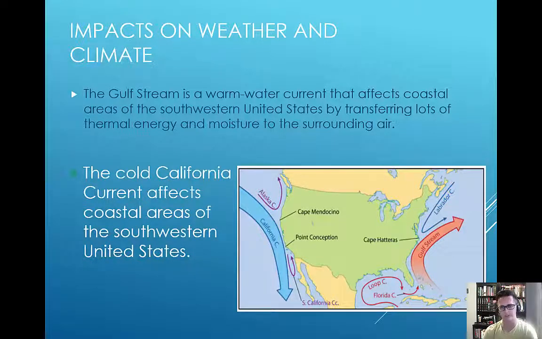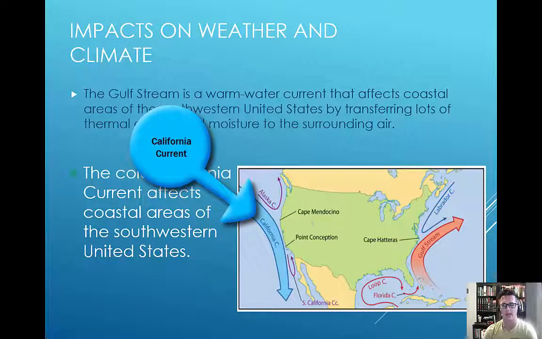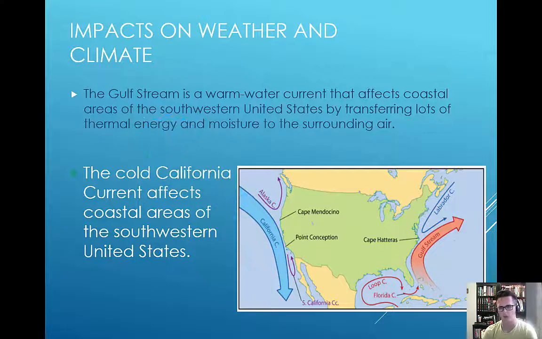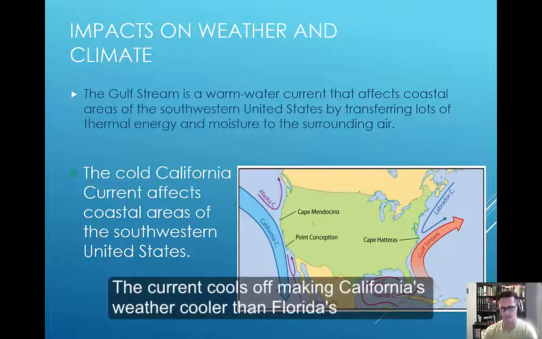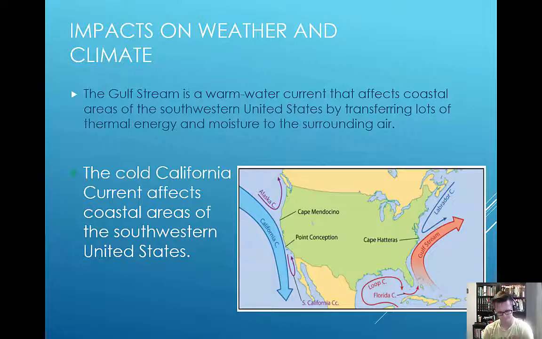And if you look on the other side, right over here, you see the cold California current, and it affects coastal areas of the United States. What happens is that warm water coming past Asia gets cooled off by the North Pole and comes back down and cools the California climate. So it's very different than Florida, even though they're fairly close geographically.